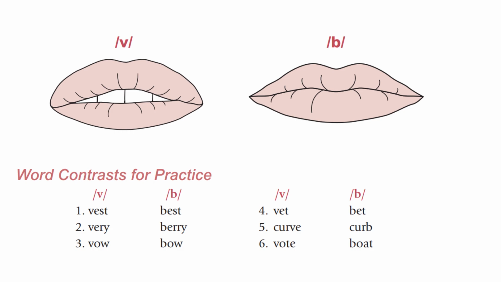Word contrasts. Vest, best. Very, berry. Vow, bow. Vet, bet. Curve, curb. Vote, boat.